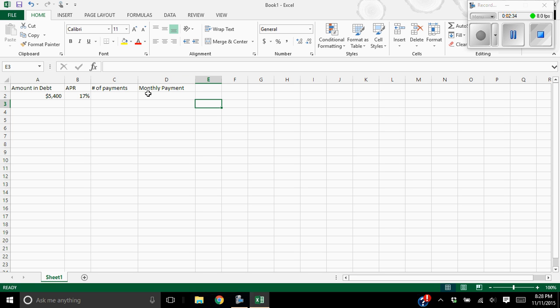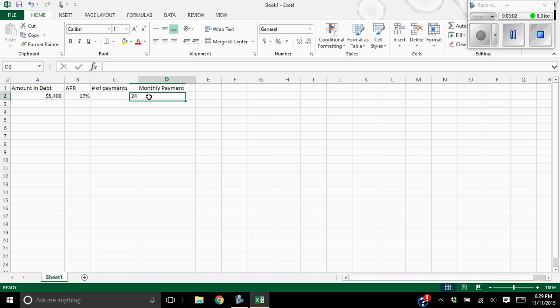Now, the number of payments here is really what the bank is requiring of you. Because the bank requires it, we have to pay this. It says we have to pay 24 payments. So we can make a simple equation: equals 2 times 12, 24 payments, and we have that.